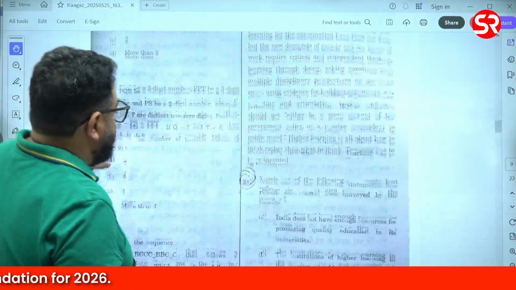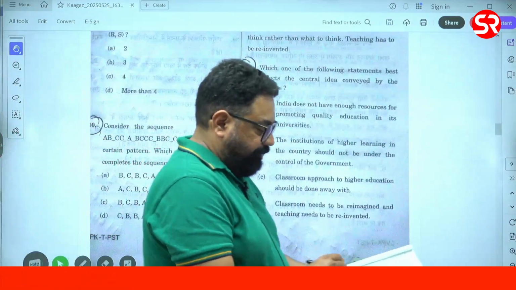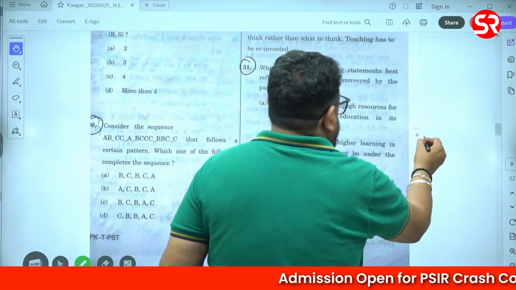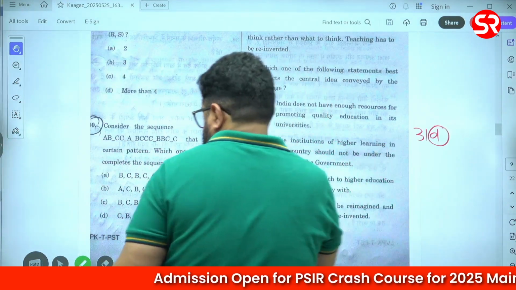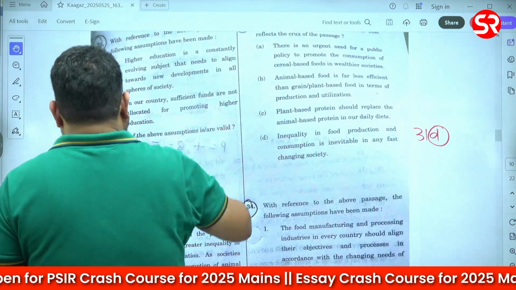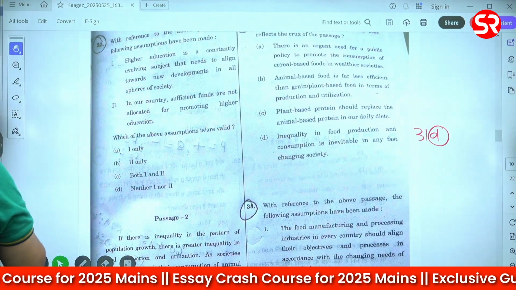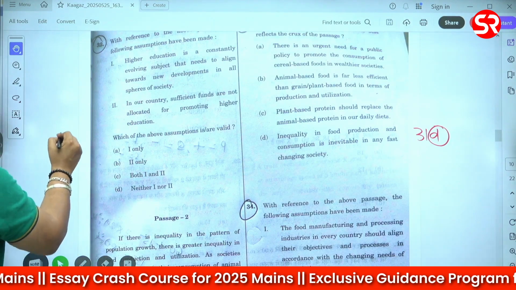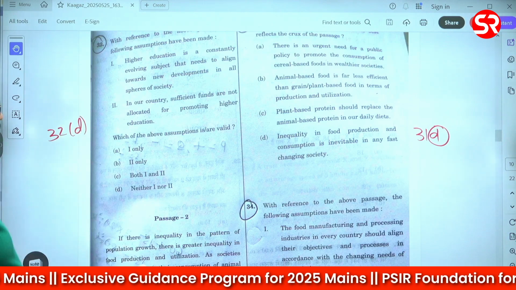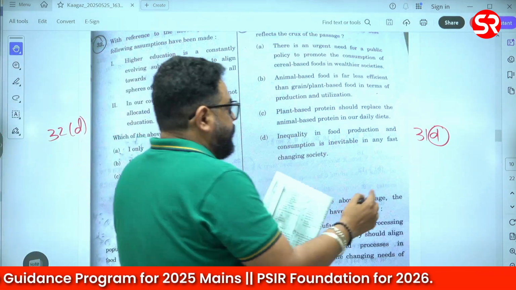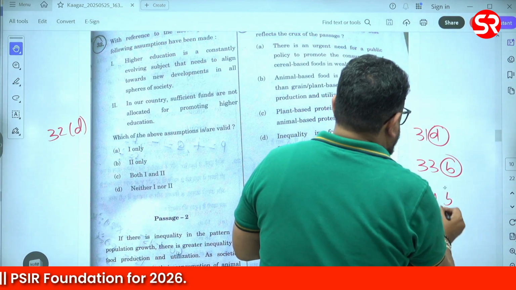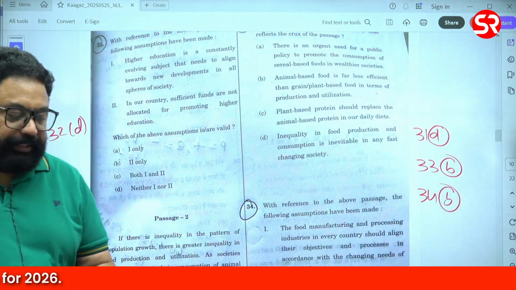So next passage is 31. Let's see 31. 31 is D. 32 is D. 31 D, 32 is D, right? And 33 is B, and 34 is B. Can you mark it, guys?